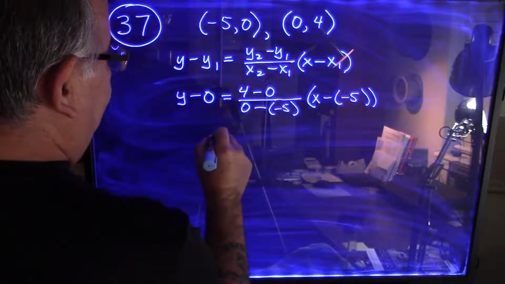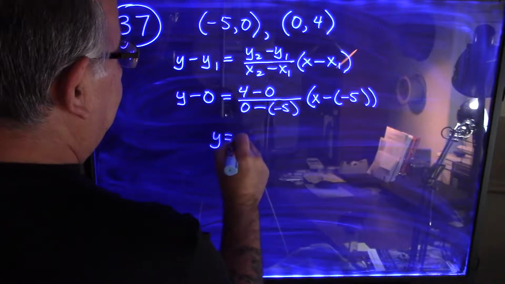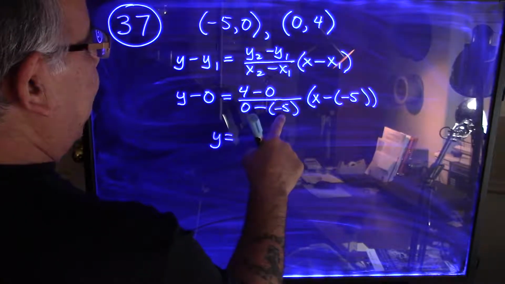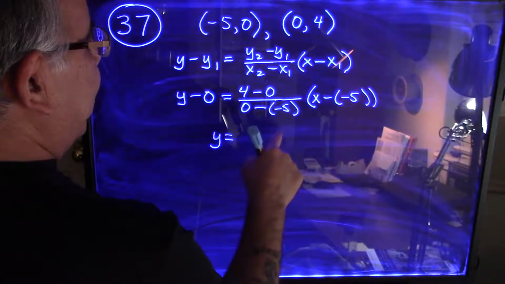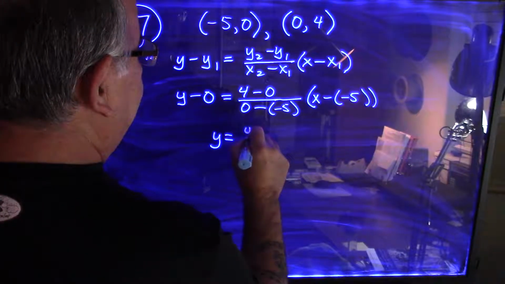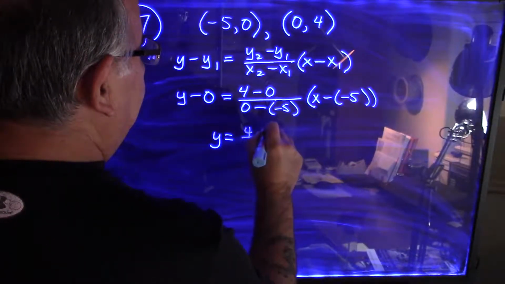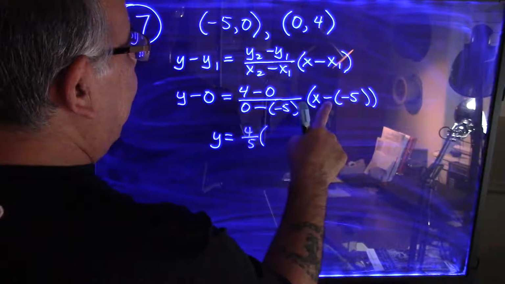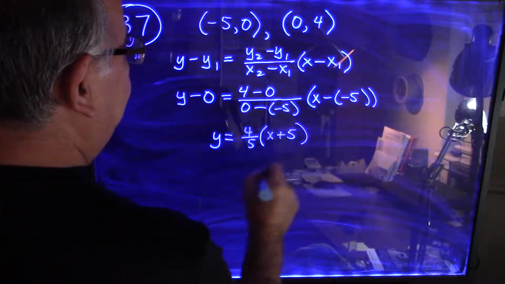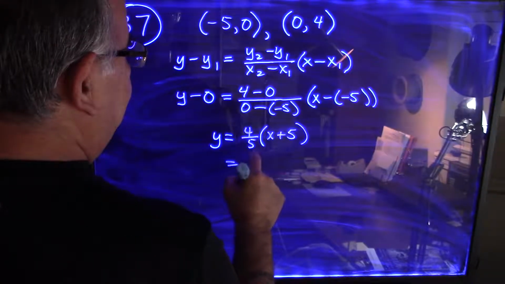So it's just plain y on the left side equals 4, and a minus is plus, so that's positive there. Positive 5 in the denominator, so it's just positive 4/5, times the quantity, and this is minus is plus, x plus 5, and then distribute the 4/5 through there.